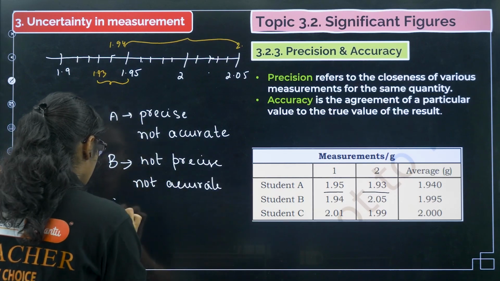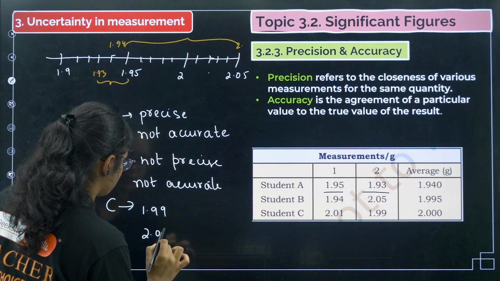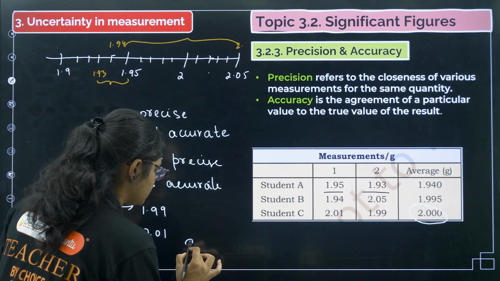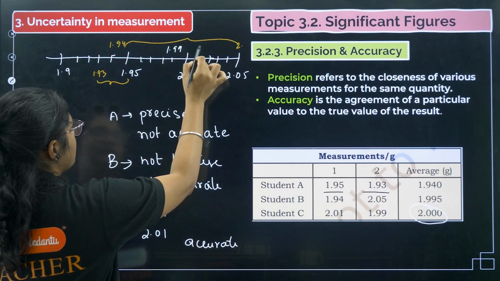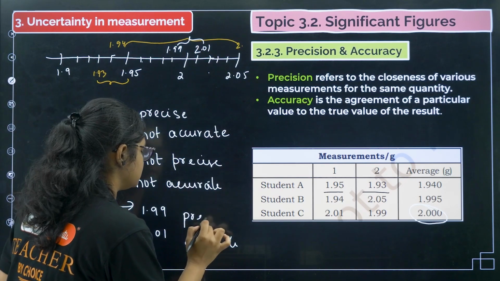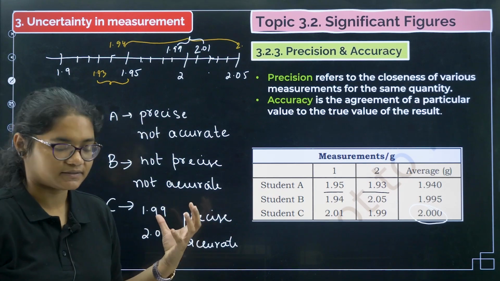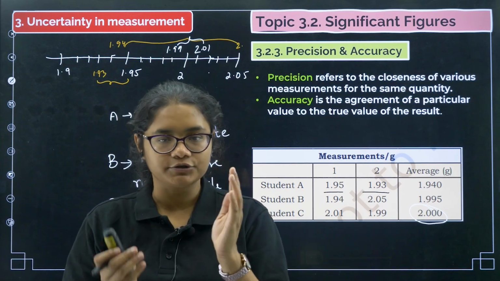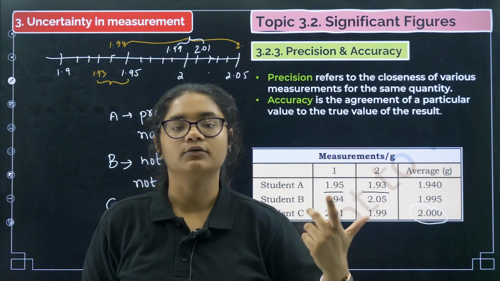Now talking about student C, here the measurements were 1.99 and 2.01. If you take the average, it comes to 2, so definitely we can say it is accurate. And for precision, it is 1.99 here and 2.01 here. These two values are close to each other, so it is also precise. That is how we can see the difference between precise and accurate measurement. Precise means the values you have measured should be close to each other, and if they are also equal to the actual value, then we call it accurate.